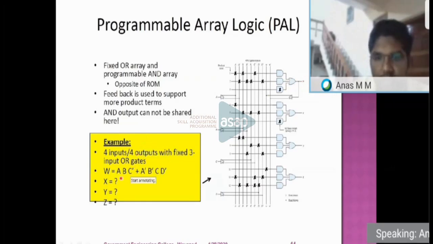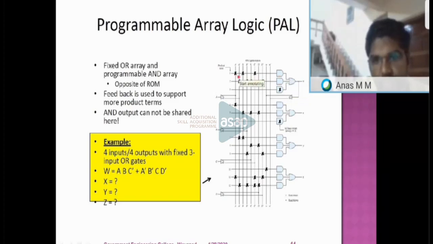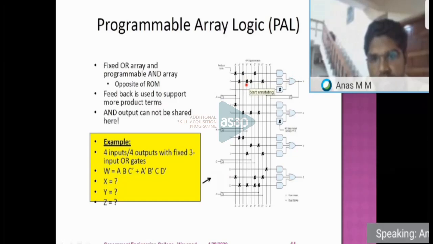The first output is W, and W is the output of the first OR gate. To the first OR gate, we are connecting the outputs of the first three AND gates. Let's look at the first AND gate. In this first AND gate, we have connected A, B, and C bar. So the output of the first AND gate, the min term, will be A B C bar. And next AND gate, here you'll get A bar B bar C D bar. So this will be the second min term.